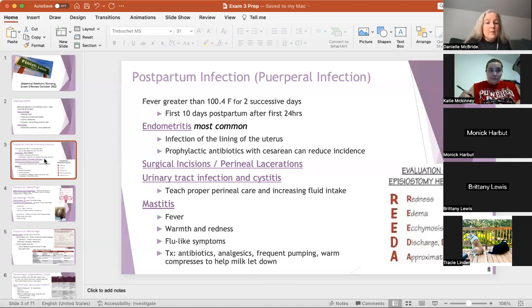All right, what about mastitis? What's infected?